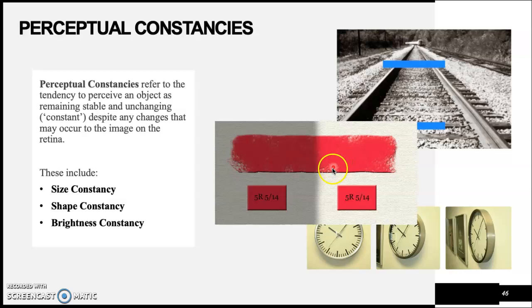This one here we're looking at brightness constancy. So this is actually the same color both here and here. And yet when we look at it, this looks darker and this looks brighter. But in actual fact, it's the background color that is changing our idea of what is brighter.